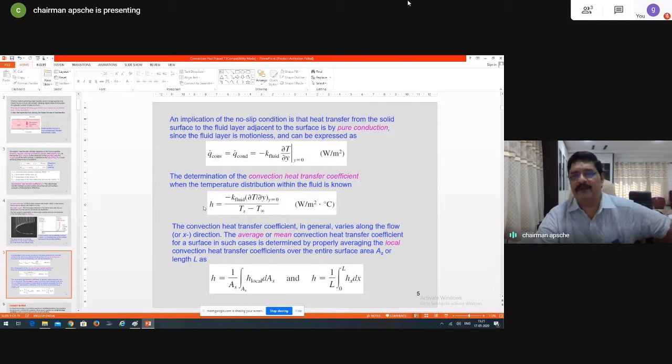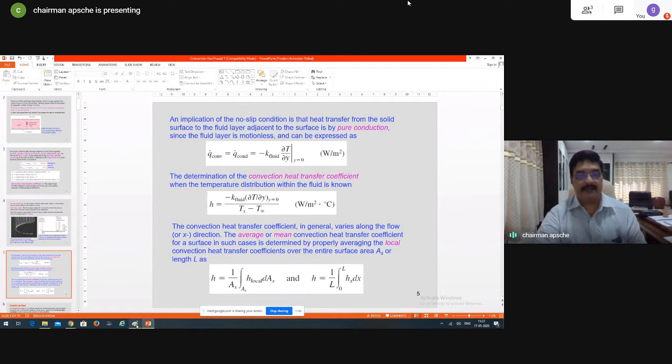What is Newton's law of cooling? Q is equal to hAΔT. That is equal to kA dT/dx. A gets cancelled, and therefore h is equal to this. So very broadly, we can talk about it. Here we have to talk about local and mean heat transfer coefficients for a surface. So what do I say about local heat transfer and mean or average heat transfer coefficients?